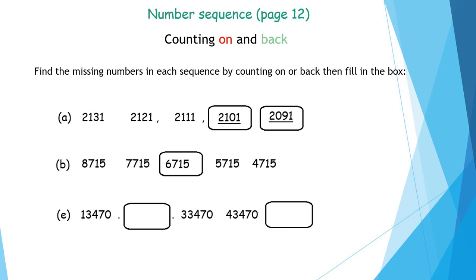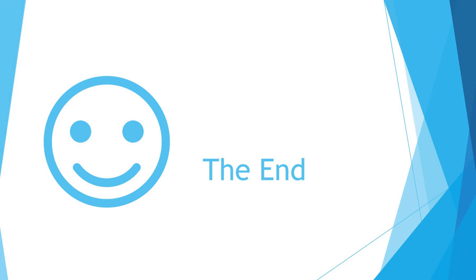It was 10,000. Then it's going to be 20,000. It's going to be 30,000, then 40,000, and the last one is 50,000. Perfect. So this was all about counting on and back.